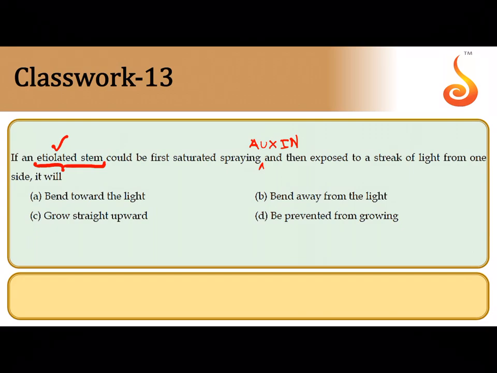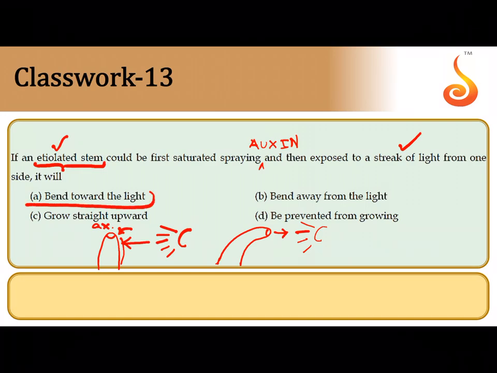So if you spray such a stem with auxin, and then expose it to a streak of light from one side, you know that if you have a stem, you have the stem apex. The stem apex is what you are treating with auxin over here. And now when you treat it with auxin, and when you provide it with unilateral illumination, light falling only on this side, not on the other side, then obviously this particular stem tip, because it has auxin in it now, will start bending towards the light, isn't it? So it exhibits a phototropic movement. So there is bending towards the light.